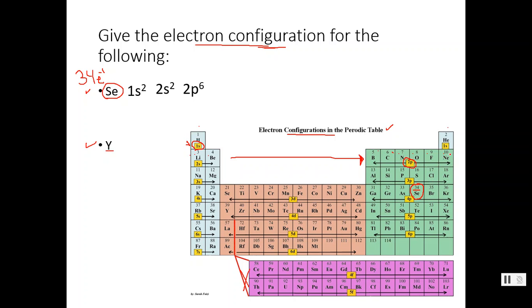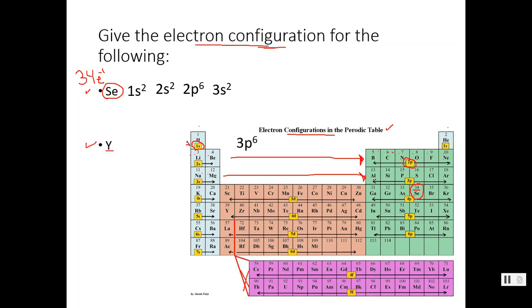Got to get to selenium, so I'm going to go back over to number 11, sodium. I'm at the 3s, and I'm going to place 1, 2 electrons in the 3s orbital. Then I'm going to travel all the way over here, start placing electrons in these orbitals. I have to do that before I can get closer to selenium.